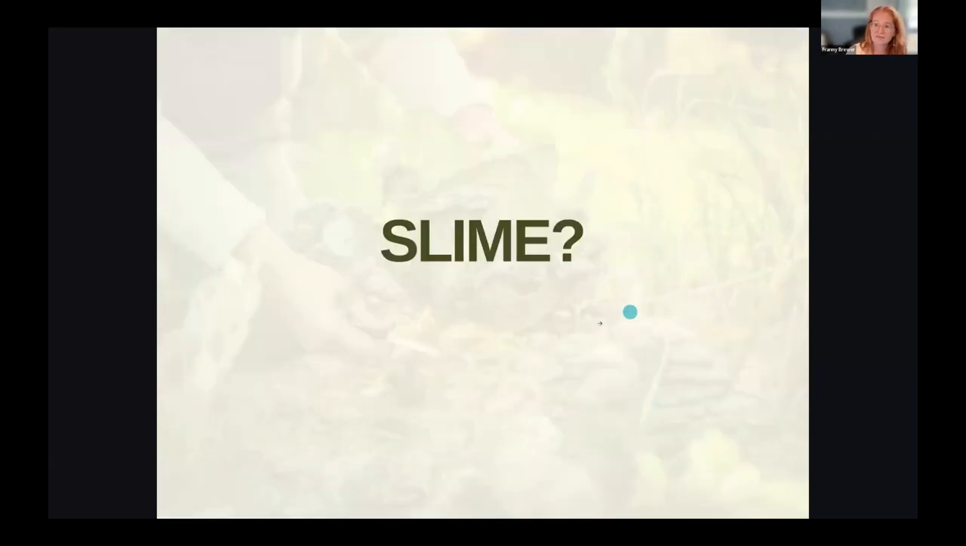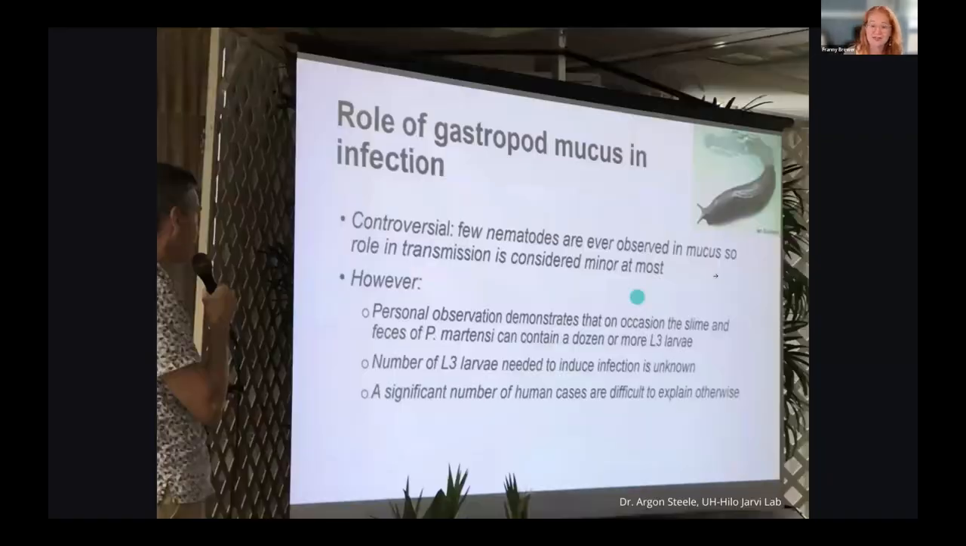One of the other pieces that they've investigated, because there's been a lot of questions about this, is slime. Are there parasites in the slime? Yes, there are parasites in the slime. Only a few, not as much as you're going to get if you ingest. And I take this directly from this slide. This is Dr. Argon Steele, who's a researcher at the Jarvie lab. I just took a picture of the slide to share it, to show that this is what scientists are sharing with other scientists, right? There's only a few nematodes observed, so the role is considered minor, but there is L3 larva in the slime. So it can potentially be ingested.